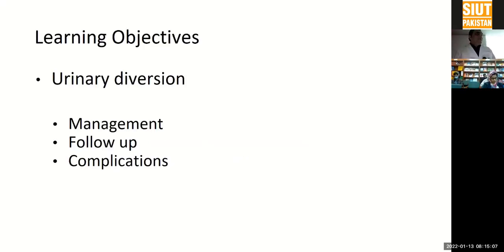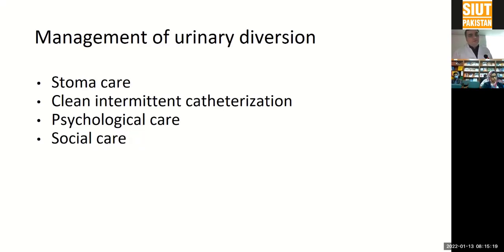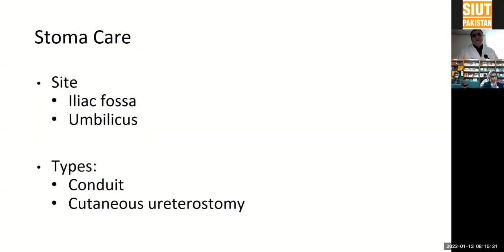The learning objectives of today's presentation include the management of the urinary diversion, the follow-up, and the complications of the urinary diversion. The management includes stoma care, clean intermittent catheterization, psychological care, and the social care of the patient. Common sites for stoma formation are either the iliac fossa or the umbilicus, and the most common types are the conduit or the cutaneous ureterostomies.